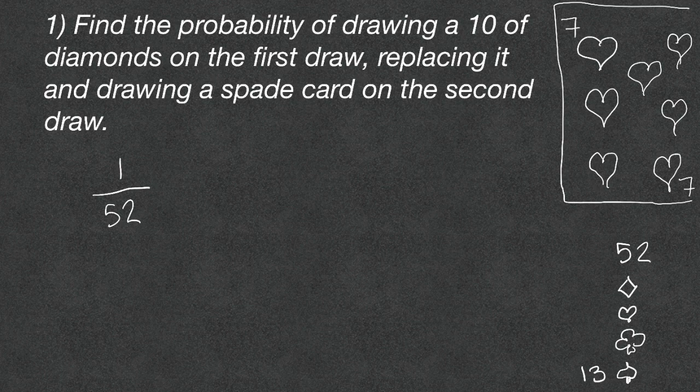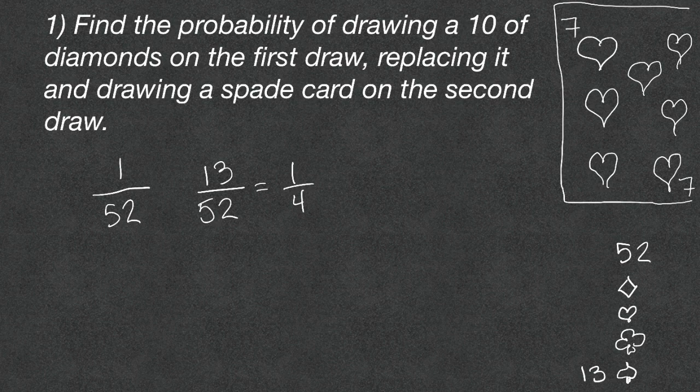So what are the chances? We are going to draw a 10 of diamonds and then draw any spade on the second draw. So because there are 13, that is a 13 in 52 chance. Now that, believe it or not, actually reduces to 1/4.